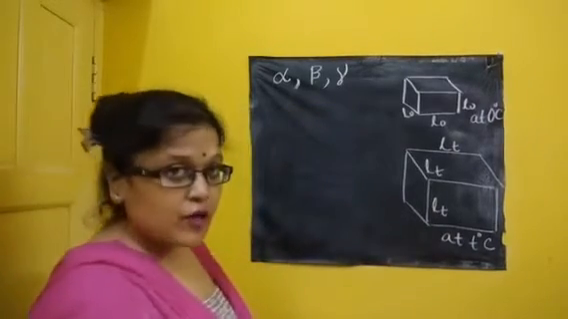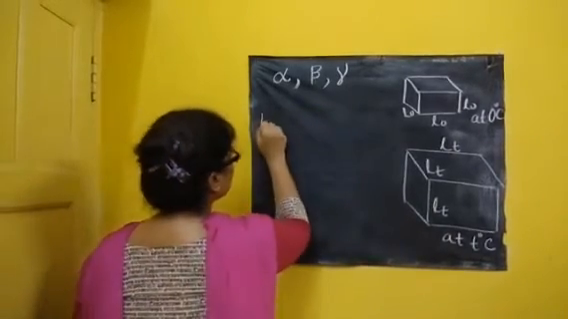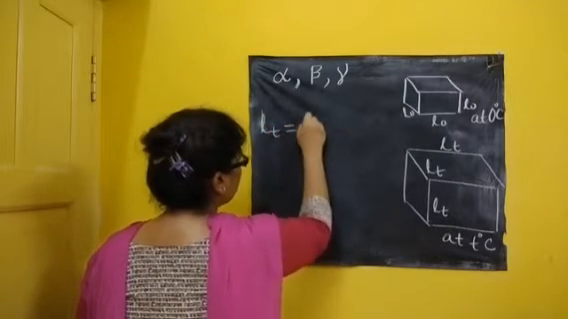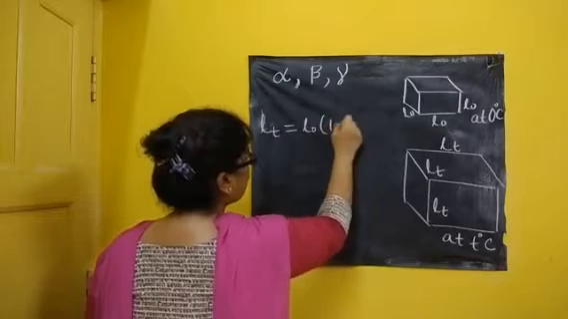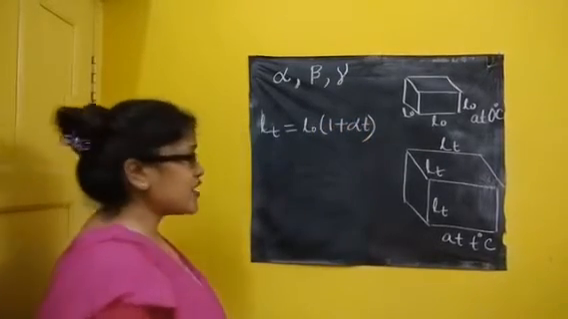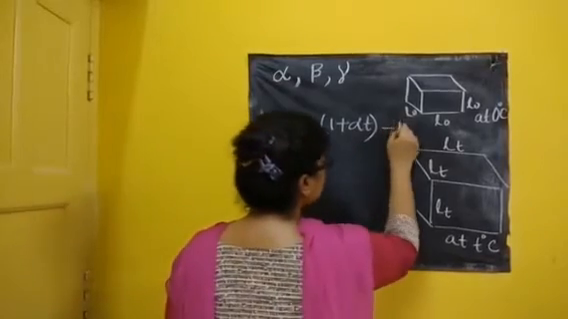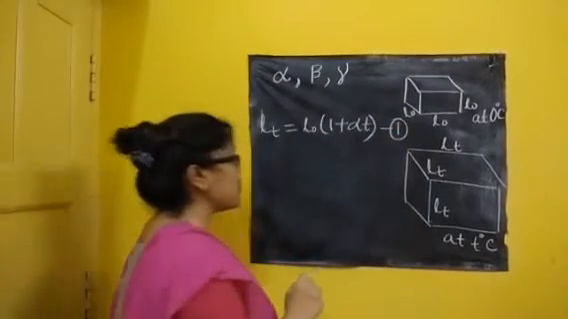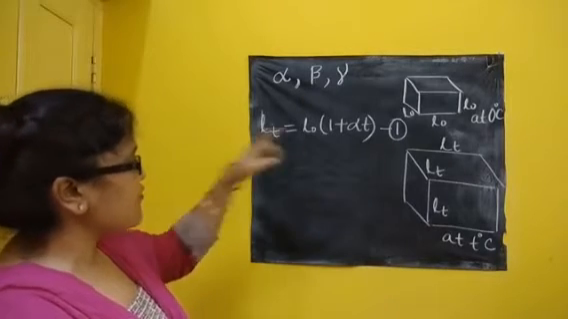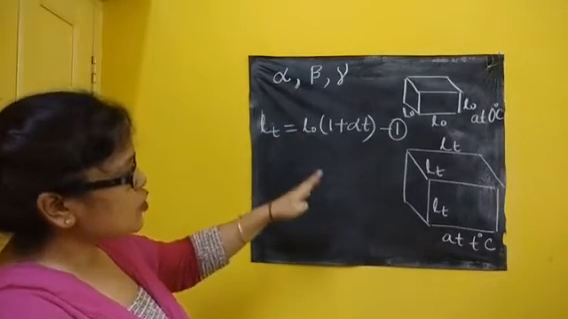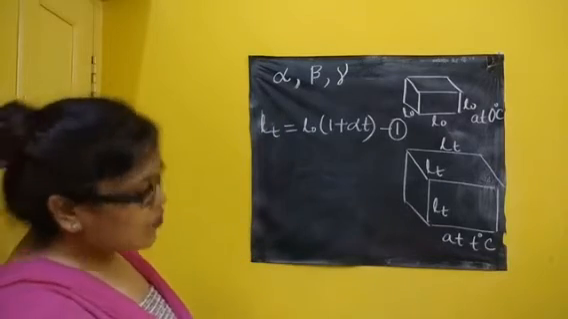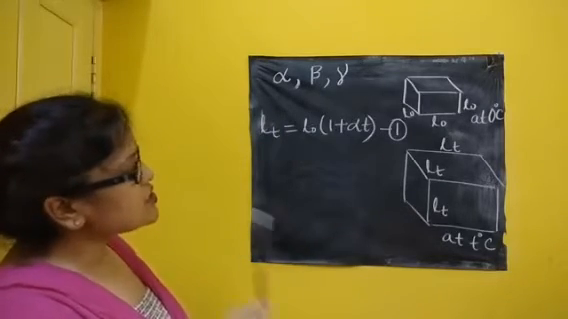So LT will be equal to L0 (1 plus alpha t). Give it equation number 1. This much knowledge we already have, no problem. Where L0 is the initial length, LT is the final length, and alpha is the linear expansion coefficient, if I am considering only length. Now let's check the surface area.